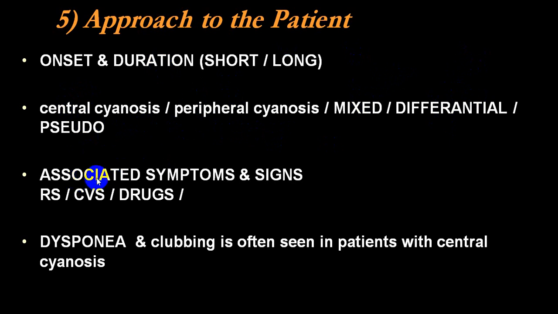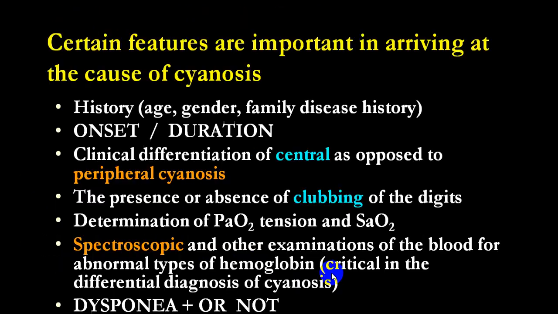Try to get a good history regarding associated symptoms and look for the signs which will help to differentiate respiratory and cardiovascular conditions, and also peripheral disorders which will help to differentiate peripheral cyanosis. If a person has dyspnea and clubbing, it is more in favor of what we call chronic hypoxia, which is more frequent in case of respiratory system disease and in case of cyanotic congenital heart disease.